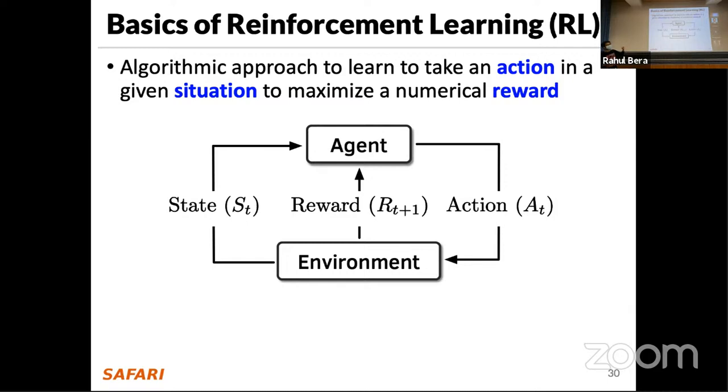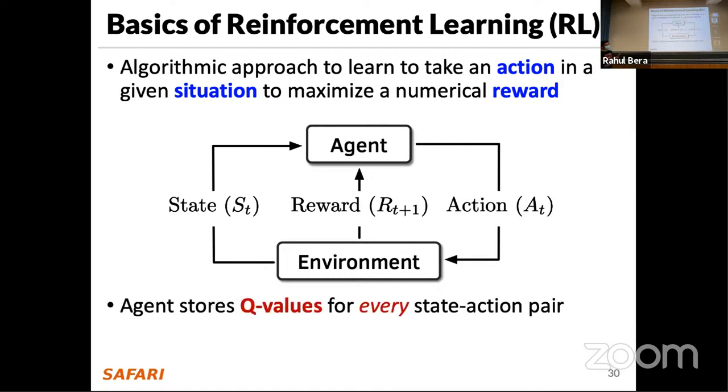Basically, it tries to understand, given this reward, how good it is to take that action in that state. That's the very crux of the problem statement. So for learning this correlation, the agent stores something called a Q value for every state-action pair, which essentially means how much reward you should expect for taking that action in that given state.